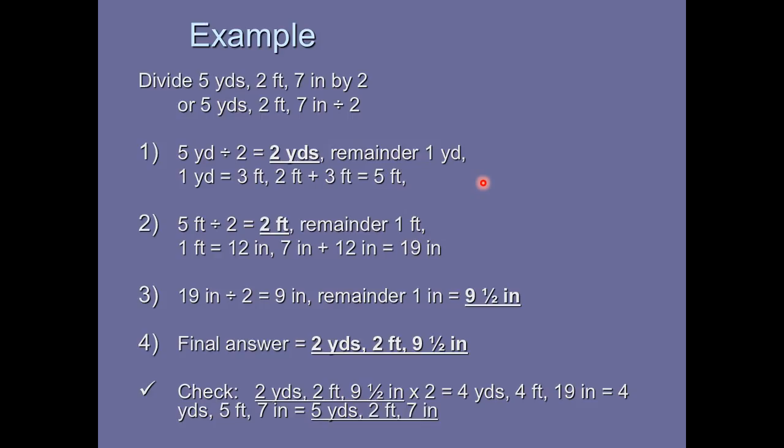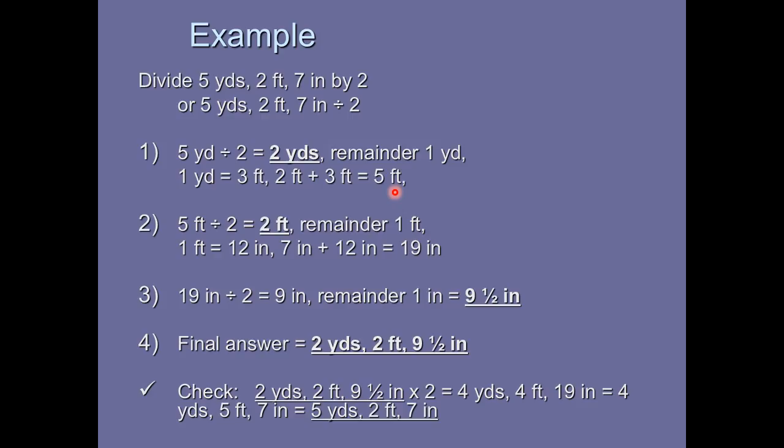Now you can see that 1 cannot be divided by 2, right? 1 yard. So what you do is you actually convert the 1 yard to feet. Now your feet becomes, you had 2 feet here. Now that is added with the new 3 feet, which makes it 5 feet. Meaning, whatever remainder you have, you convert it to the next lower term, okay, and add it to the lower term, right? Now you have 5 feet.